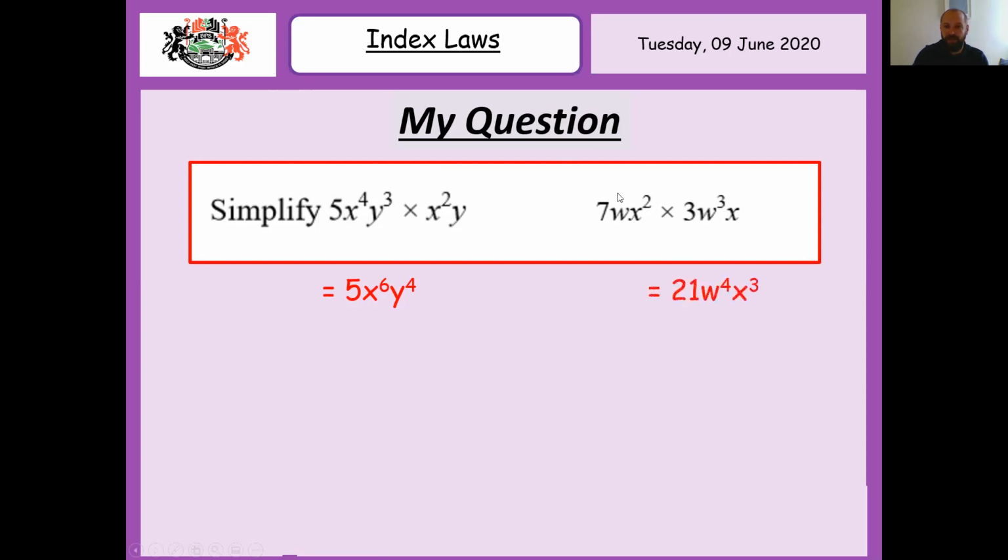Over here, we've got to deal with the coefficients. 7 times 3 gives us 21. Now let's deal with the w's. To the power of 1 over here, to the power of 3 over here, gives us to the power of 4. Now let's deal with the x's. To the power of 2 over here, to the power of 1 over here, which gives us to the power of 3.